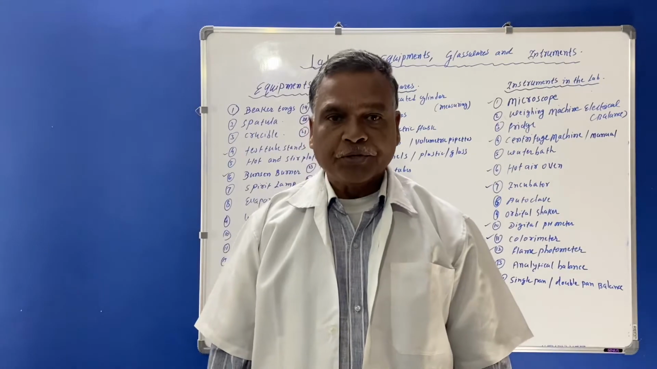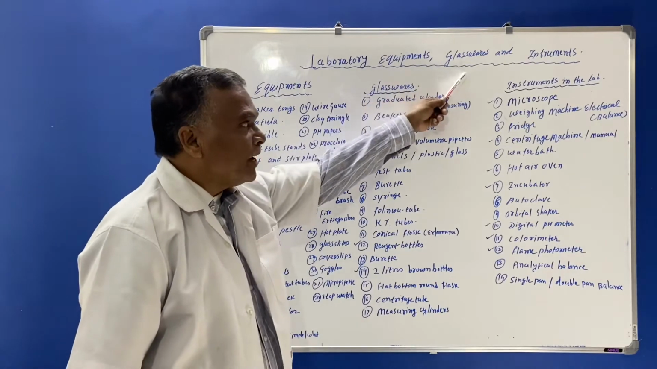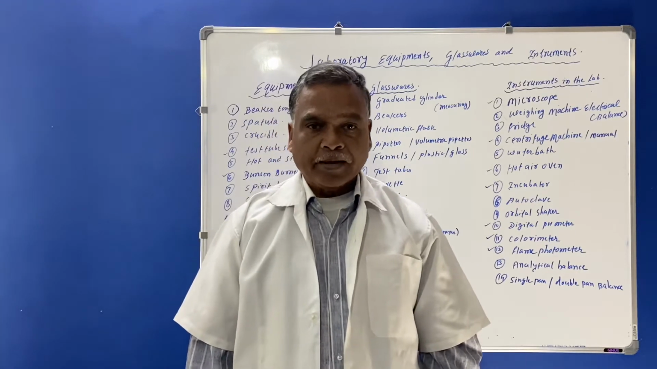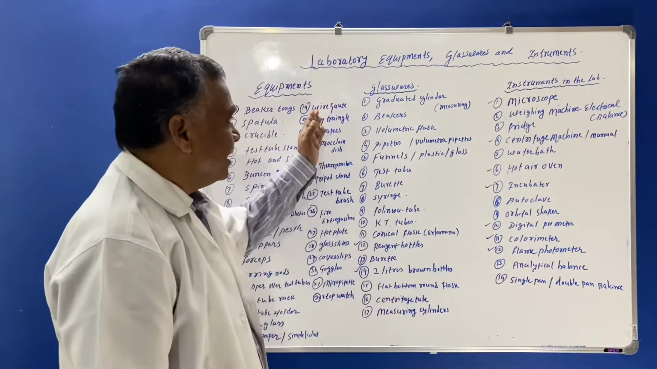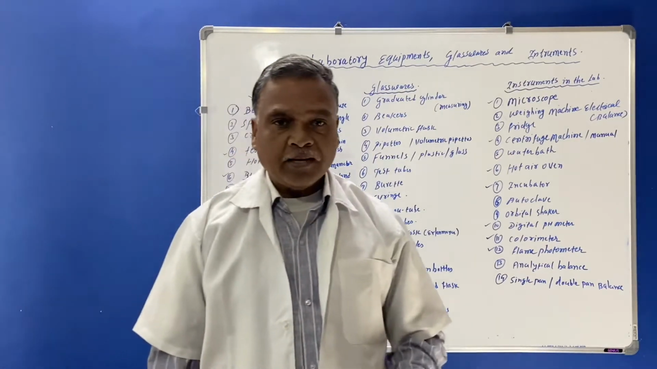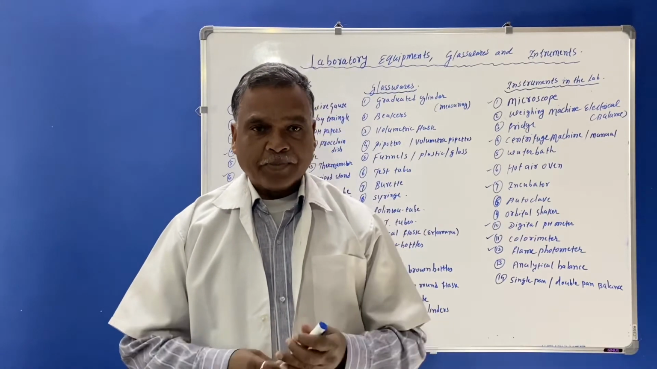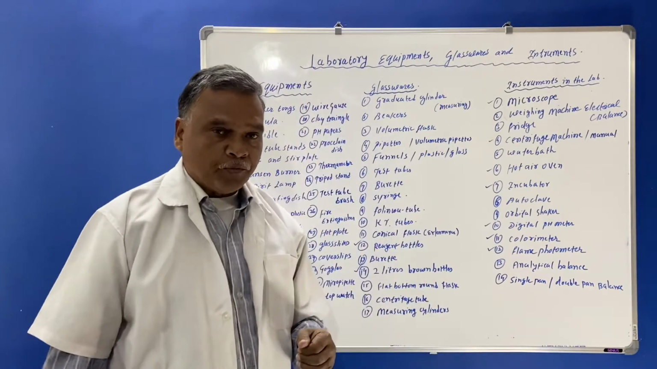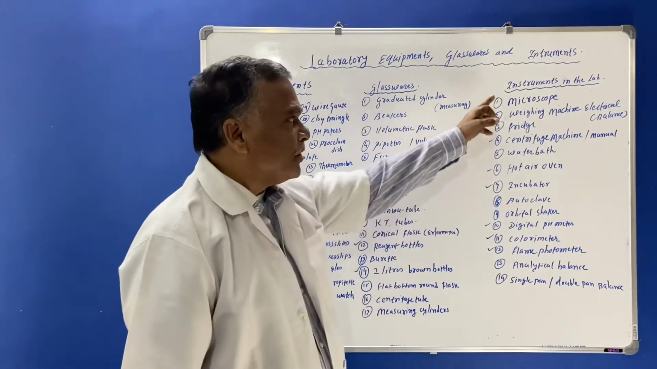So today we are going to discuss the laboratory equipments, glasswares and instruments which are generally present in the laboratories of all institutes, and these must be present in the laboratory for carrying out the qualitative analysis and quantitative analysis which are given in the syllabus of each university. First I will discuss the instruments.